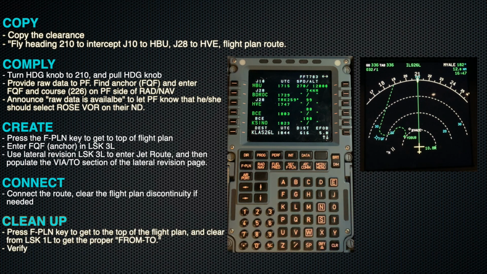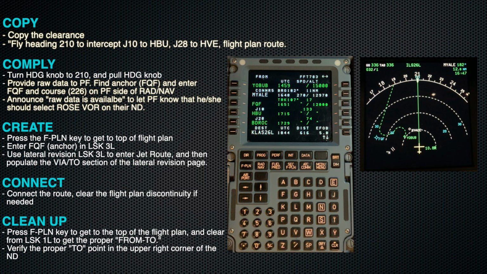We can now move on to our final C, which is clean up. We'll push the flight plan key to get to the top of the flight plan and clear from line select key 1 left to get the proper from-to. The aircraft will always intercept between the from and the to waypoints. Until crews become very comfortable with the Airbus FMGC, they should get into the habit of pressing the flight plan button before making any changes to the route.